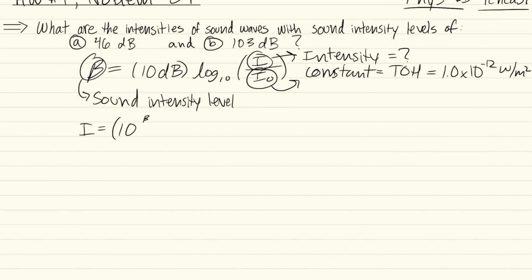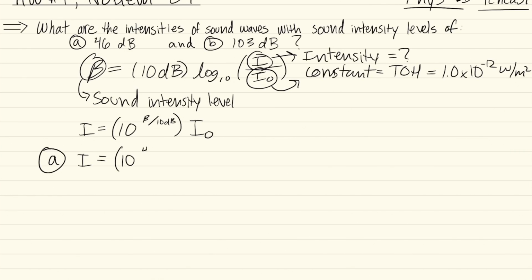10 to the power of beta over 10 decibels, and that whole value times I naught, also known as the threshold of hearing. And we can use this to plug and chug now to find I for what the question is asking.